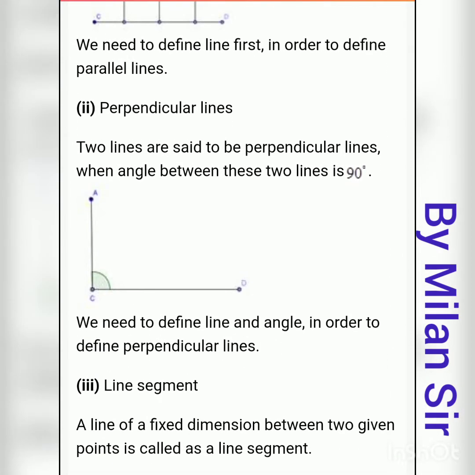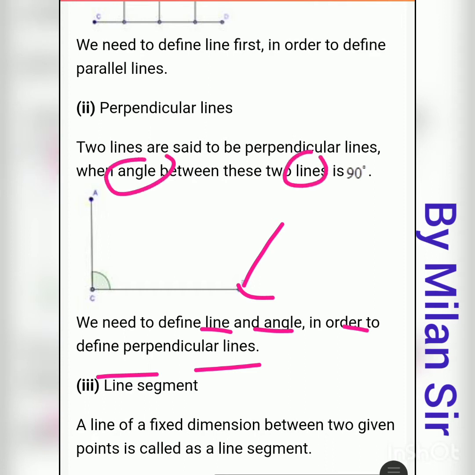Second is perpendicular lines. Perpendicular lines make a 90-degree angle, right? So two lines are said to be perpendicular lines when the angle between these two lines is 90 degrees. A very simple definition for the perpendicular line, right? We need to define line and angle in order to define perpendicular lines. That means if we want to write the definition of perpendicular lines, here we need to define lines and angles. So these are the terms that we need to define first.